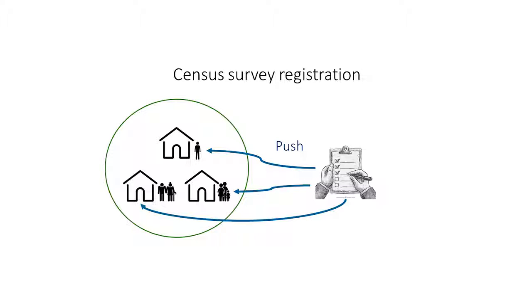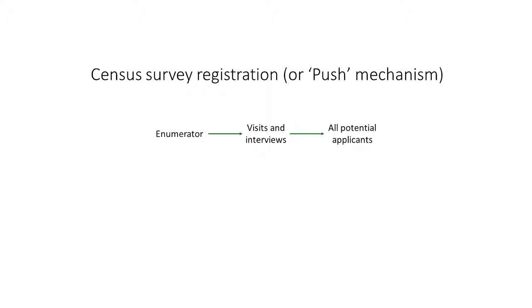The first is the census survey registration. In another way, we may call it push, which entails a labor-intensive approach by which all households in the area are interviewed at selected intervals. A push or census mechanism involves enumerators visiting all potential applicants to determine whether they qualify. Push mechanisms are often used with proximity tests.